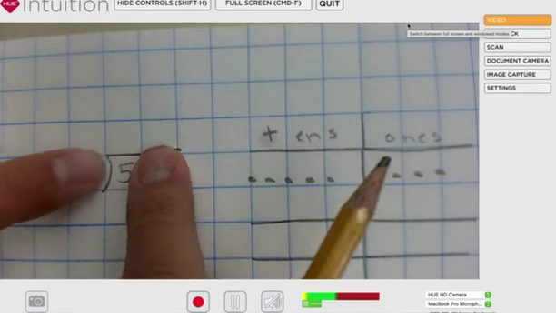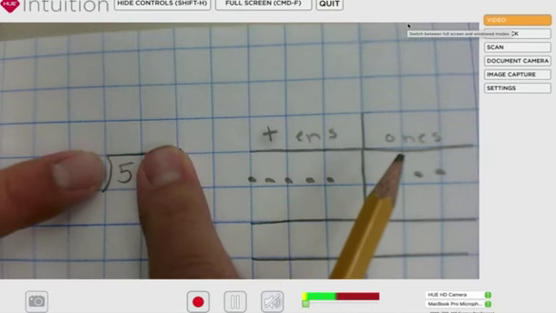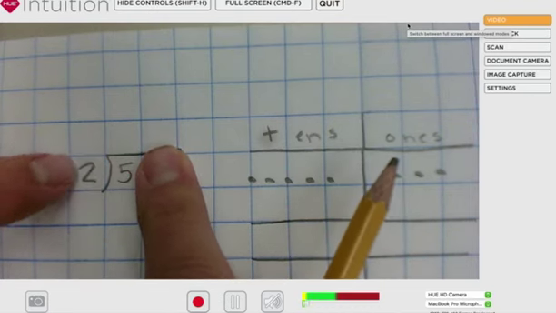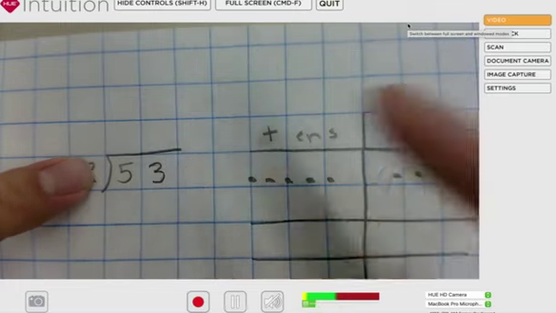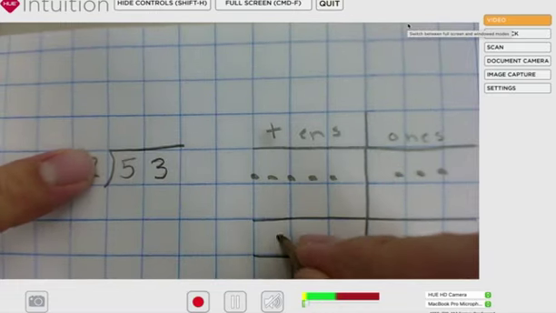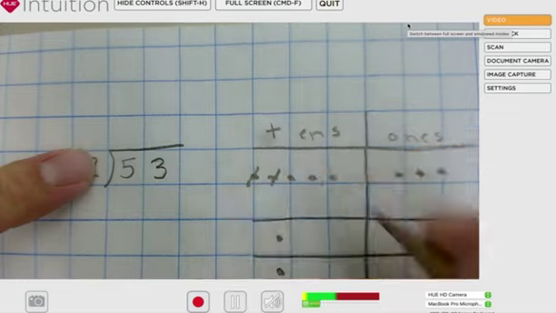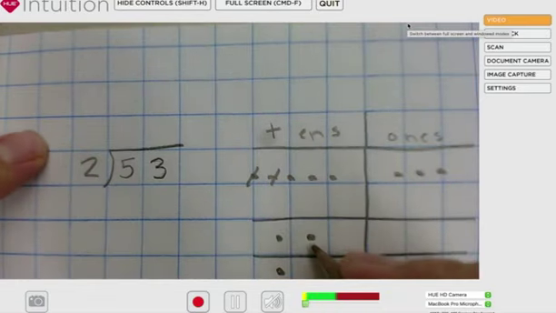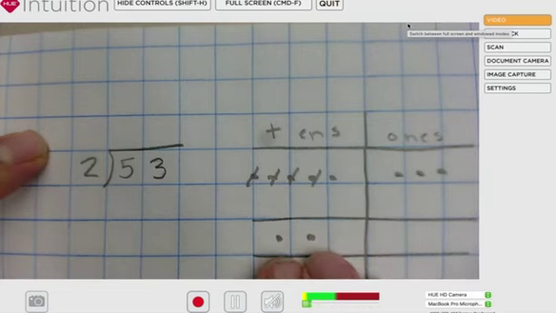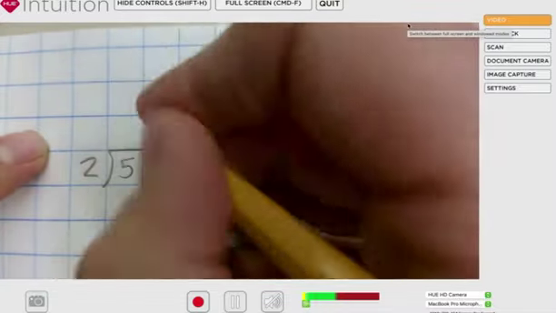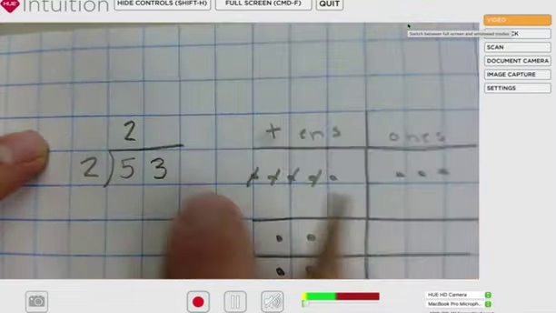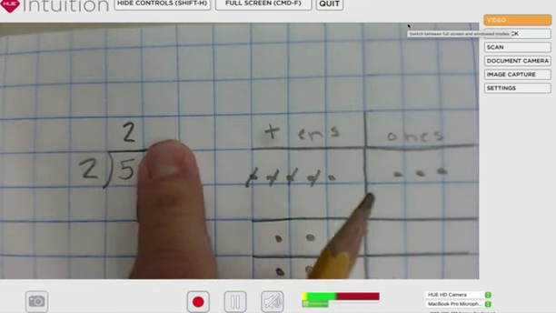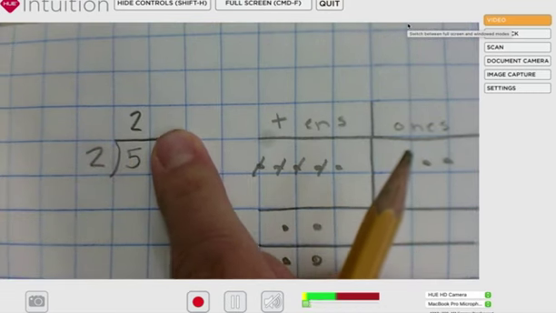So we say we have 5. We're only going to be dealing with the tens first. How many 2s can we get out of that? Well, let's see. 1, 2, cross, cross. 1, 2, cross, cross. And remember, in division, it has to be the same amount in each group. So how many are in each group? 2. That's the number that goes right here, above. Because remember, we're only dealing with the 5. We're not dealing with the 3 yet.